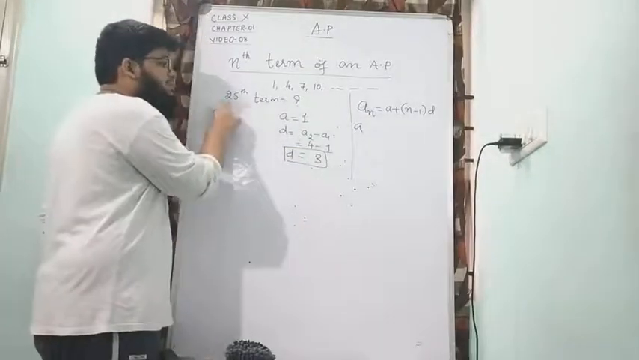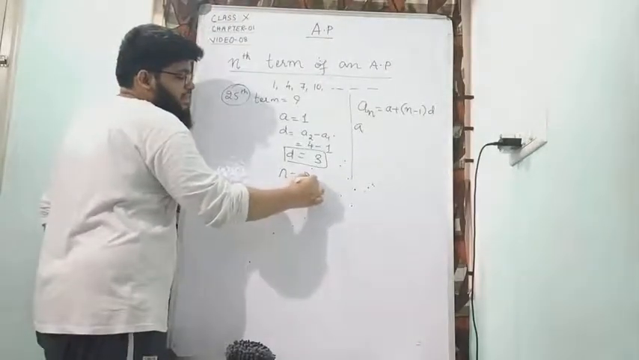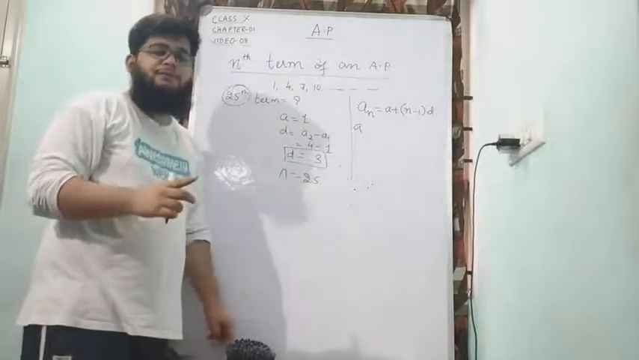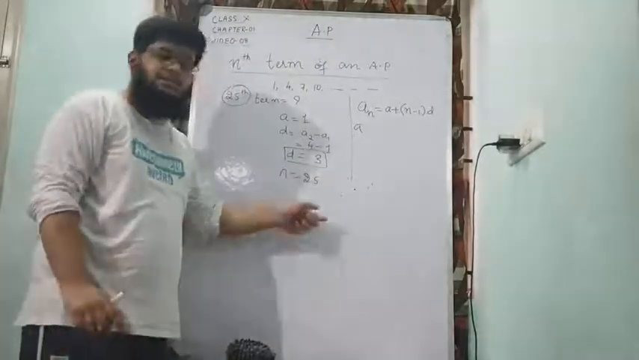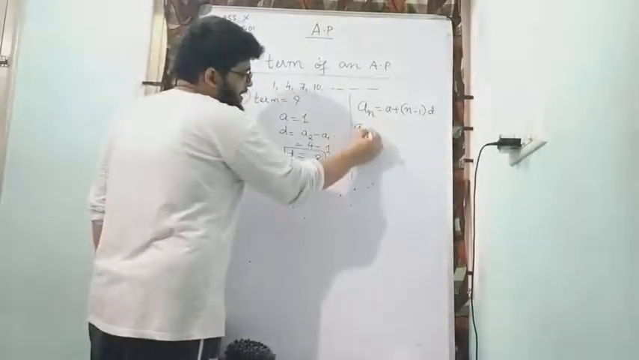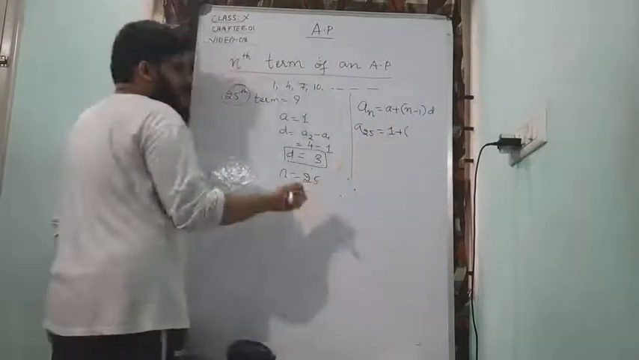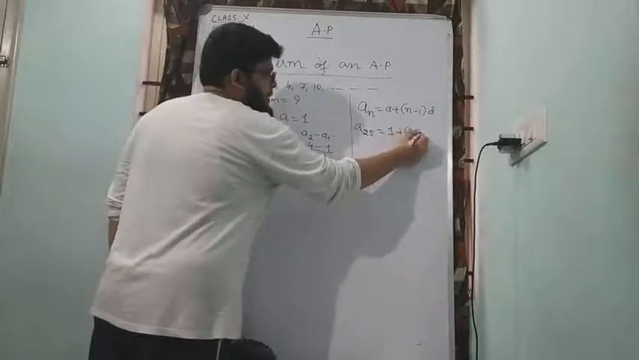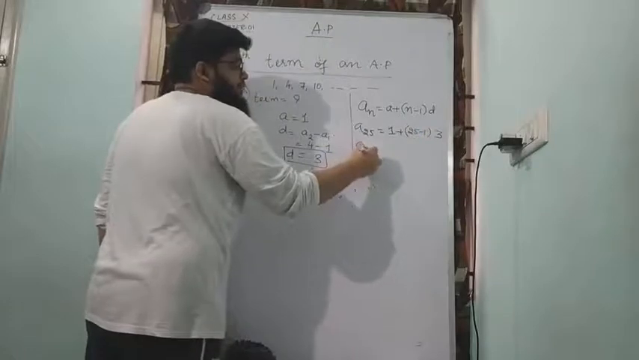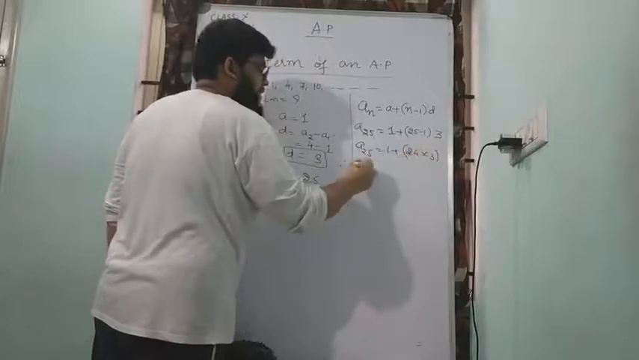So n represents the term that we are finding out. Which term are we finding out? The 25th term. So in place of n, I should take 25. If I am finding the 45th term, I take n as 45. If I am finding the 75th term, I take n as 75. It depends on the term that we are finding. Now the value of n is 25, a is 1, plus n minus 1, that is 25 minus 1, into d, and d is 3. A25 is equal to 1 plus 25 minus 1, which is 24, into 3.